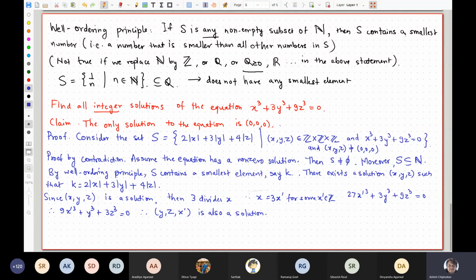Right. So now if y, z, x prime is a solution, let's get back to the definition of S. Right. So therefore what? 2 times absolute value of y plus 3 times absolute value of z plus 4 times absolute value of x prime, right? So this is an element of S by definition of S.